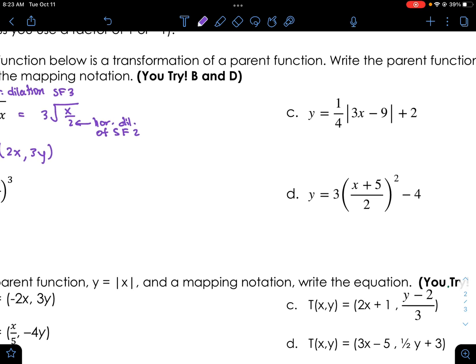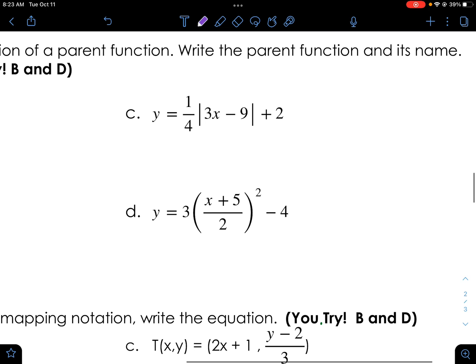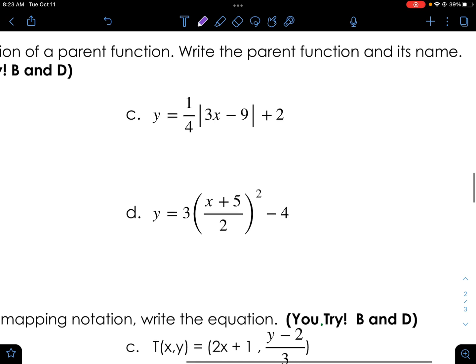In letter C, you take a look at this, and there's going to be a little bit of extra work that you have to do. You want to see it, you look at this and you say, okay, I have a vertical dilation of scale factor 1/4. So I'm multiplying by 1/4. I have a vertical shift, so I'm going up 2.